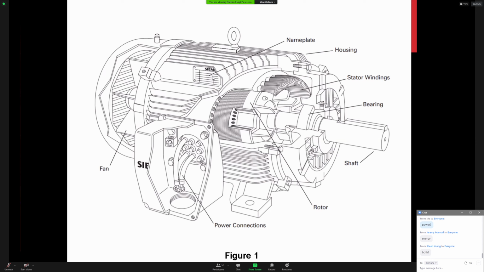What I want to point out to you in this diagram is we have our stator windings here. Can you guys see the mouse okay on this? Or should I switch to the laser pointer? Okay, we can see the mouse, okay.